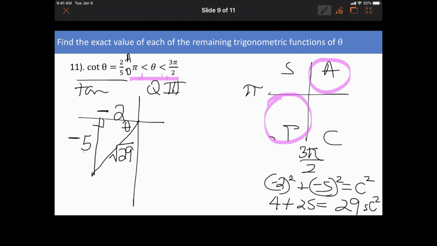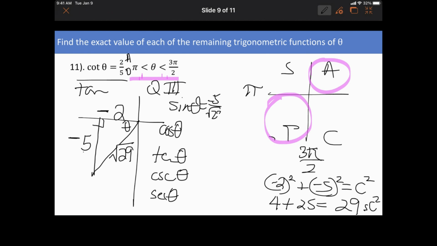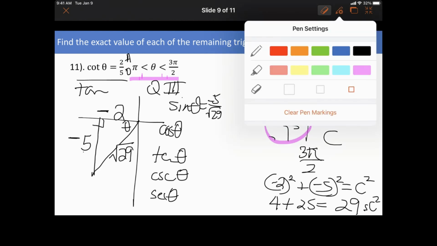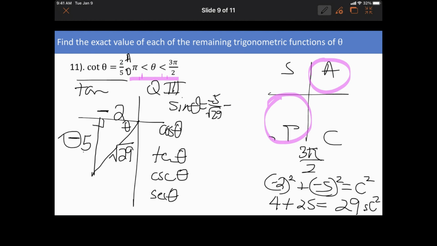Okay, now we need sine, cosine, tangent, cosecant, and secant. Okay, so sine is -5 over root 29. So you can see if it's negative, if I did not put the negative here earlier, it's going to make sine wrong. So simplifying it is -5 root 29 over 29. Cosine, adjacent over the hypotenuse. Rationalize the denominator.